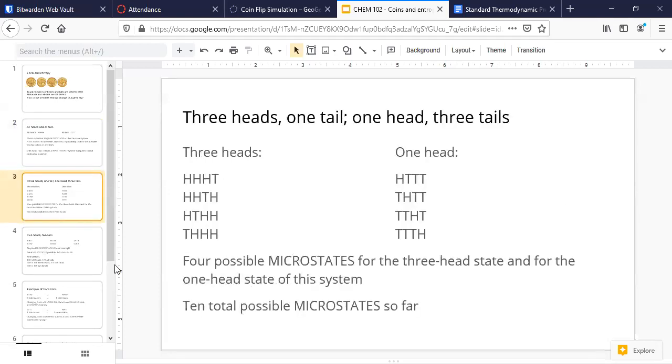Let's focus on the possible states that have 3 heads and 1 tail, and the possible state that's 1 head and 3 tails.